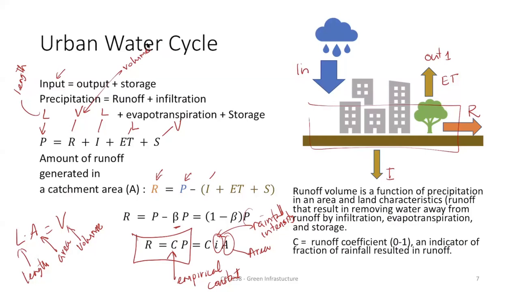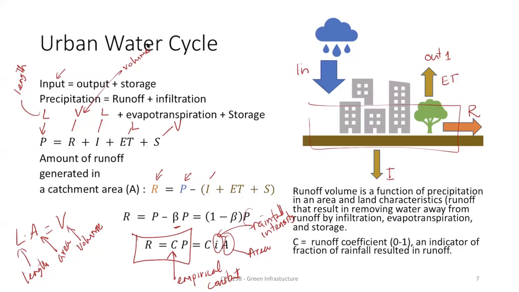And C is an empirical constant, but it has a physical meaning. It means that the maximum amount of runoff you can receive is equal to the rainfall intensity, inch per hour, times area. So the maximum value of C will be one. One means everything becomes runoff, there is no loss of water. C equal to zero means there is no runoff. Everything is lost in storage, so you don't receive any runoff. But normally it is between zero and one.